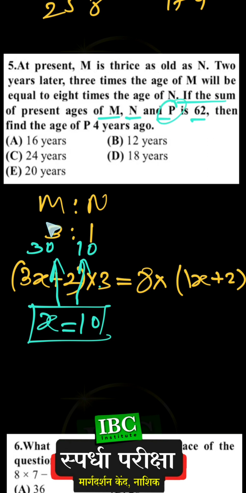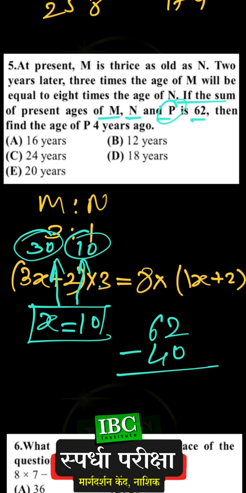So we already have the ages of m and n. It is 30 and 10, which means 40, and here p is the extra factor. The addition of all three entities is 62, and we have to subtract this 40 from it, so you will get the value 22.